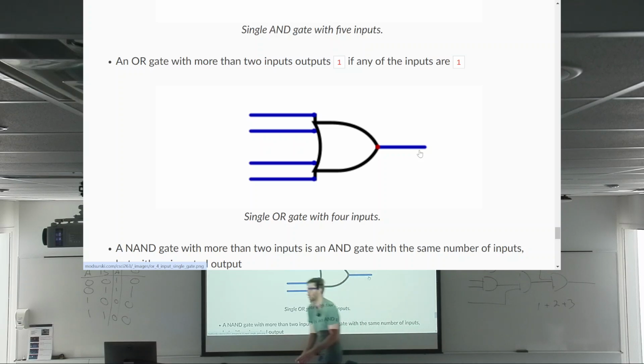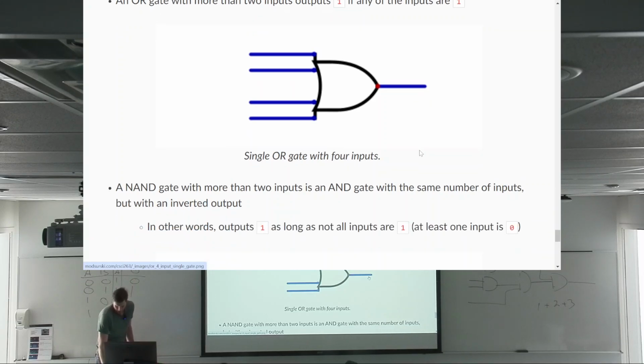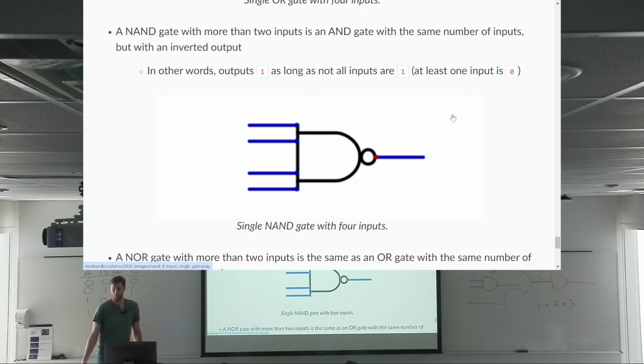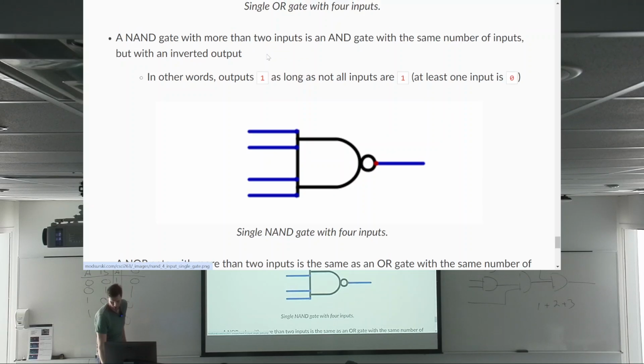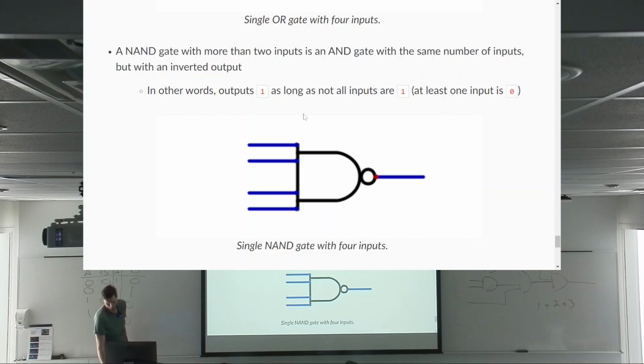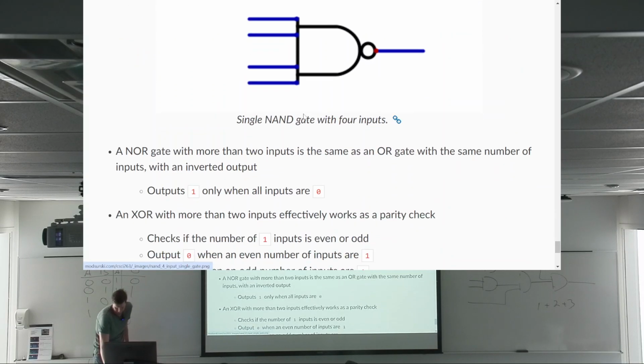This is a 4-input OR. You can have as many as you want. Here's a 4-input NAND. NAND with more than 2 inputs is an AND gate with the same number of inputs but an inverted output. In other words, the output's 1 as long as not all the inputs are 1, at least 1 is 0. A NOR gate with more than 2 inputs is the same as an OR gate with the same number of inputs, just with an inverted output.